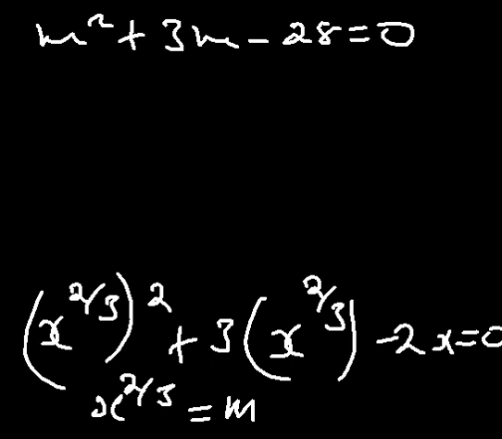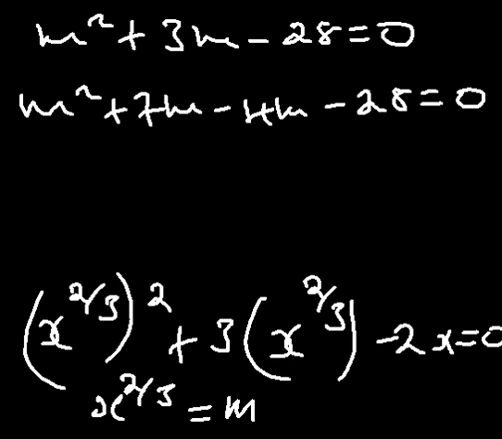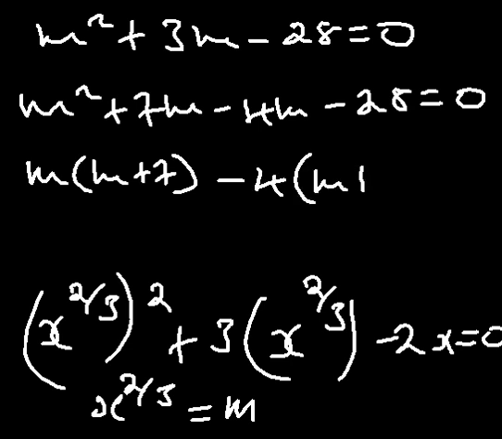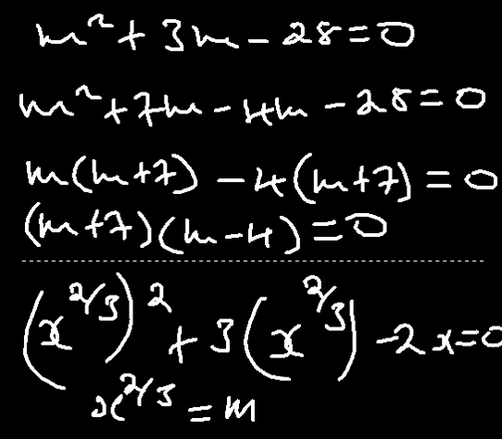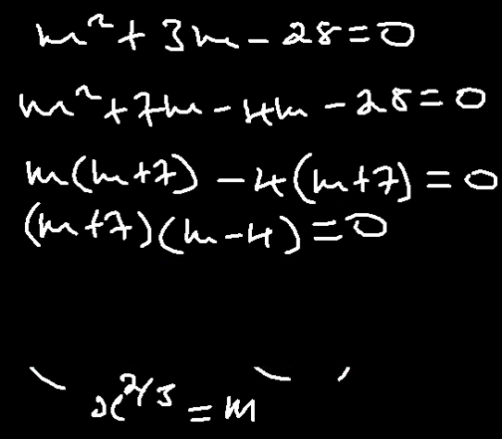Would it be possible to solve using the factor method? Yes, it will. So we'll have m squared plus 7m minus 4m minus 28 is equal to 0. So we have m plus 7 minus 4 times m plus 7 is equal to 0. So we'll have m plus 7 times m minus 4, which is equal to 0. Which means we'll have m is equal to negative 7 and m is equal to 4.